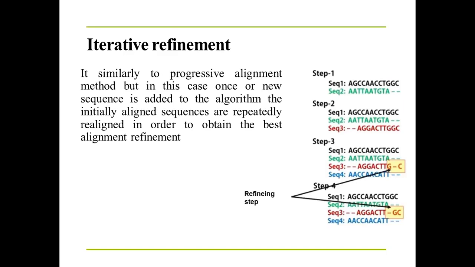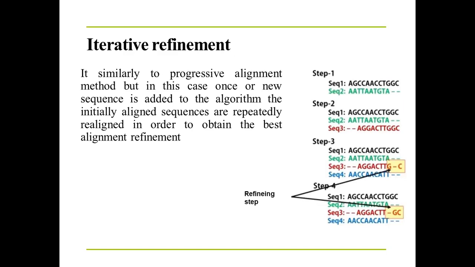Here we have an example: if we have sequence one, it first aligns sequence one with two. After that, step two, sequences one, two, three. Then step three, sequences one, two, three, four. However, if one gap or one G or one C again comes in sequence three that has to align with sequence four, then it will refine from step one again. It will start alignment from the first step again. It will take more time.